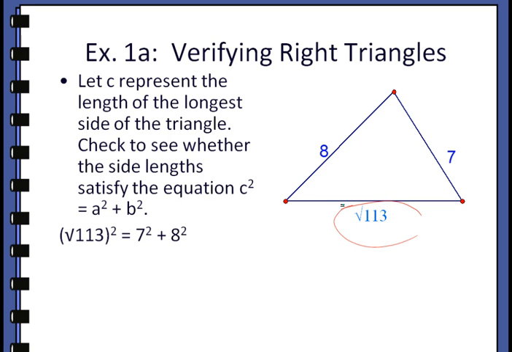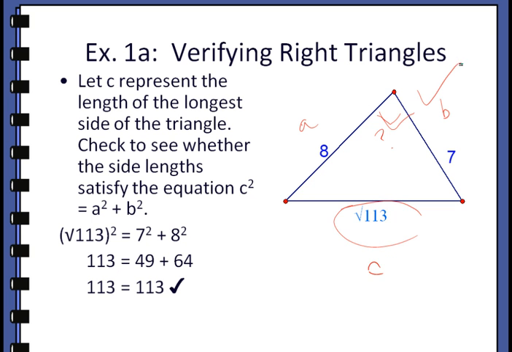So now we just need to see. We'll call this A, and we'll call this B, and we'll call this C. We're trying to see, is this true? Is a squared plus b squared equal to c squared? So is the square root of 113 squared equal to 7 squared plus 8 squared? And of course, when I square those, I get that, and when I add them together, I find out it's true. So I can, in fact, yes, deduce that this is a right triangle.